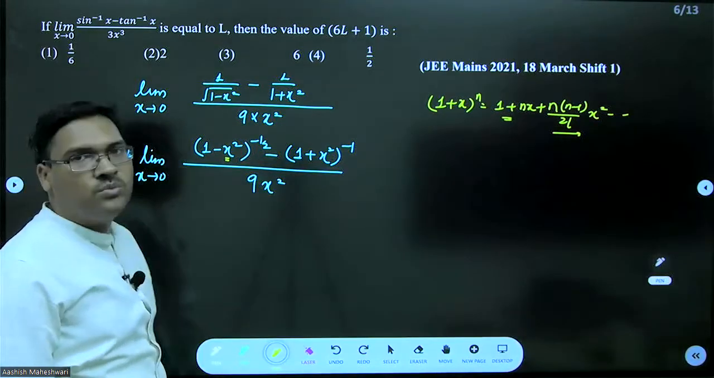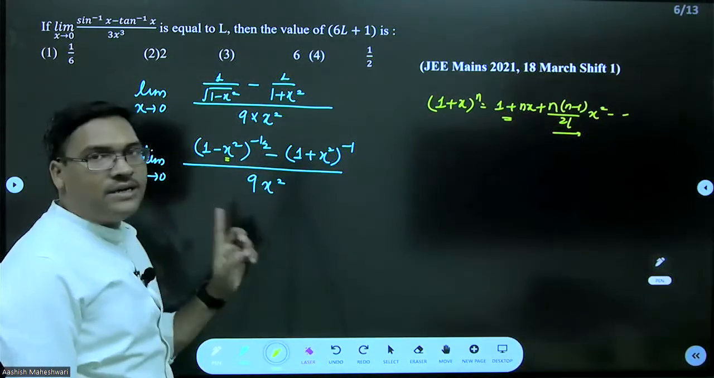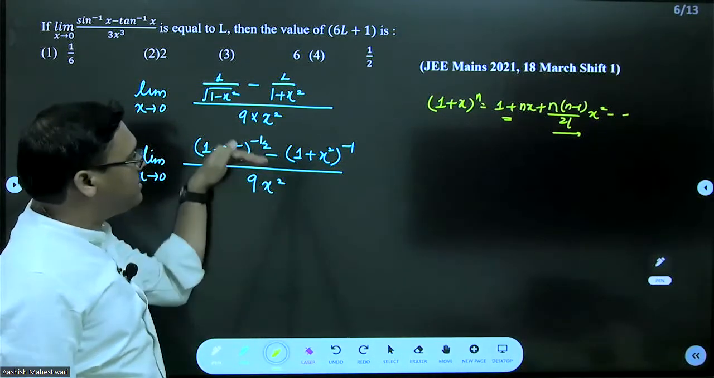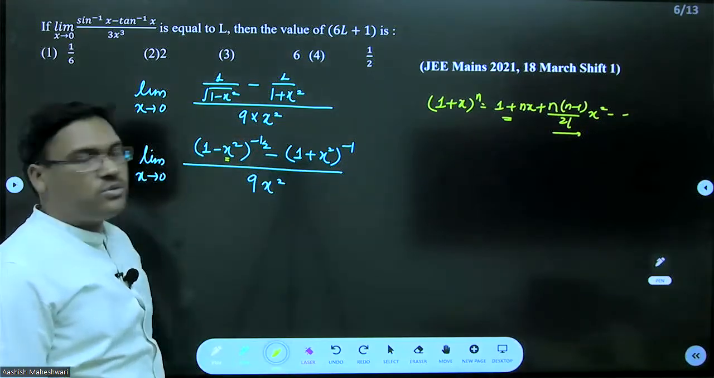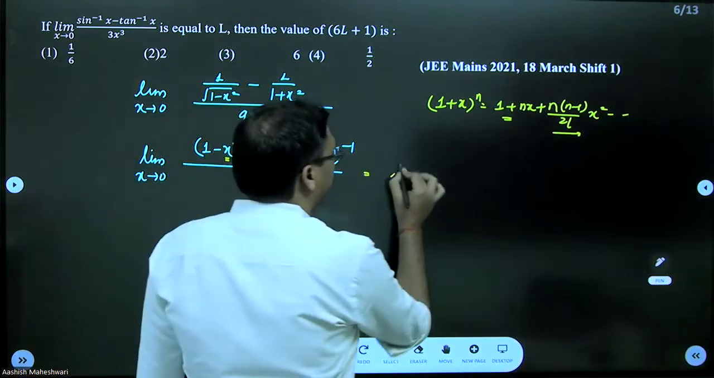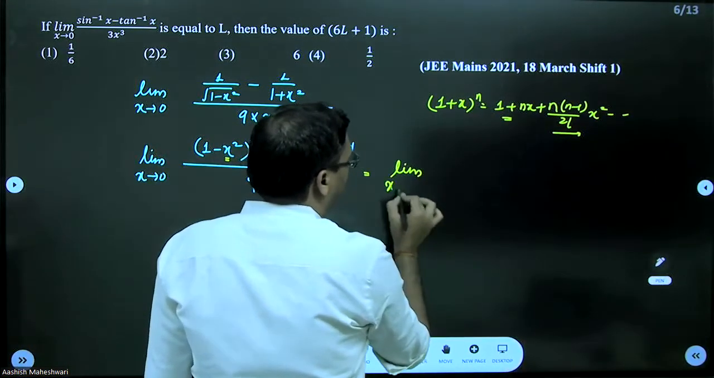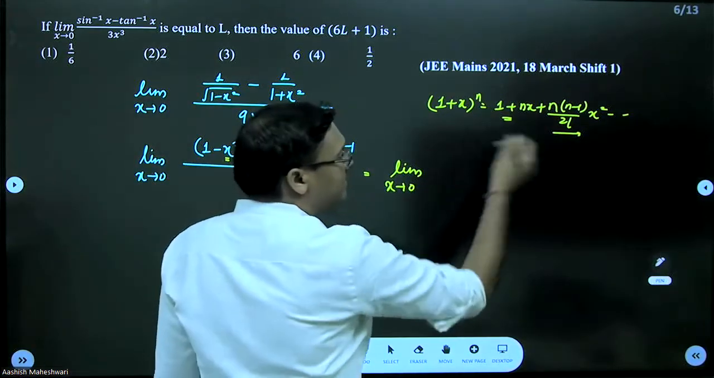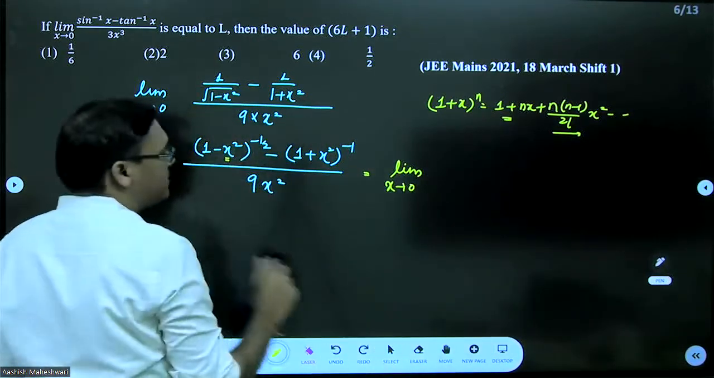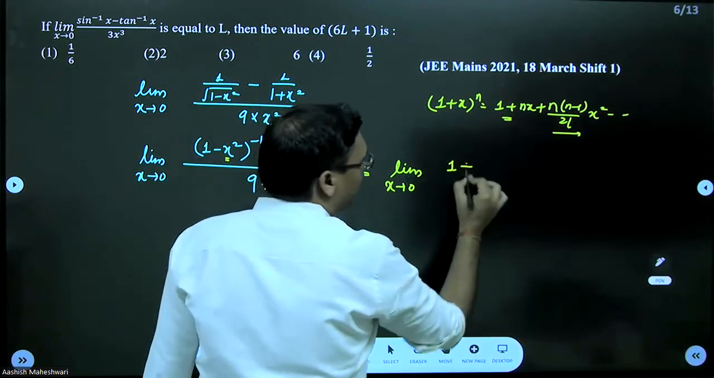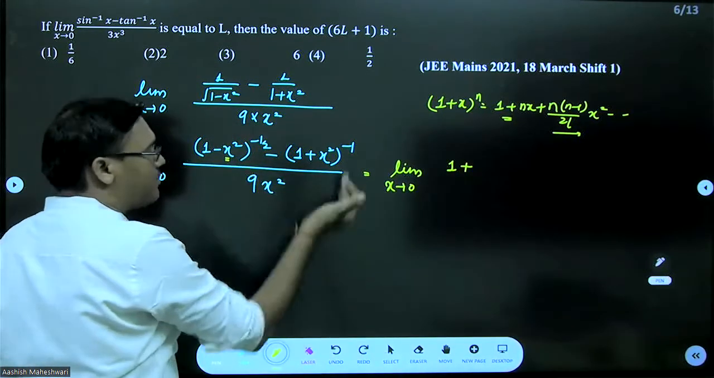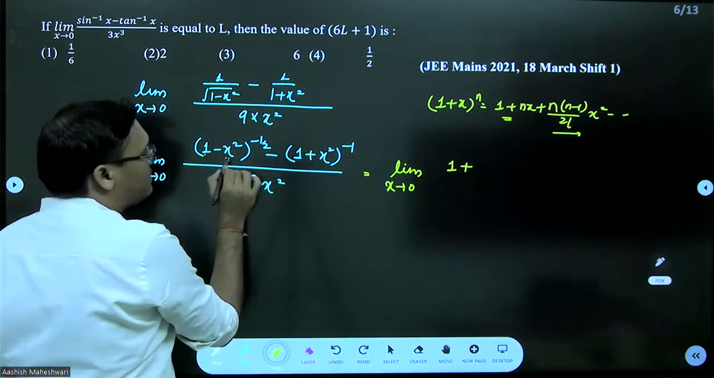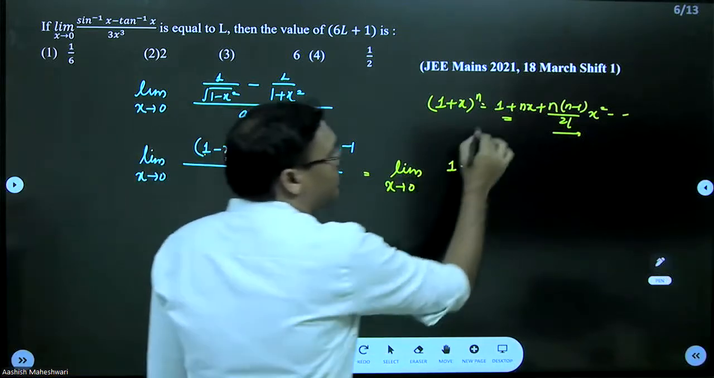The degree of the denominator is 2. So you take the terms till degree 2 in the numerator also. So what I can say here, this is limit x approaches 0. If I apply this expansion here, what is the approximation I can apply? (1 plus x) raised to n is 1 plus nx.